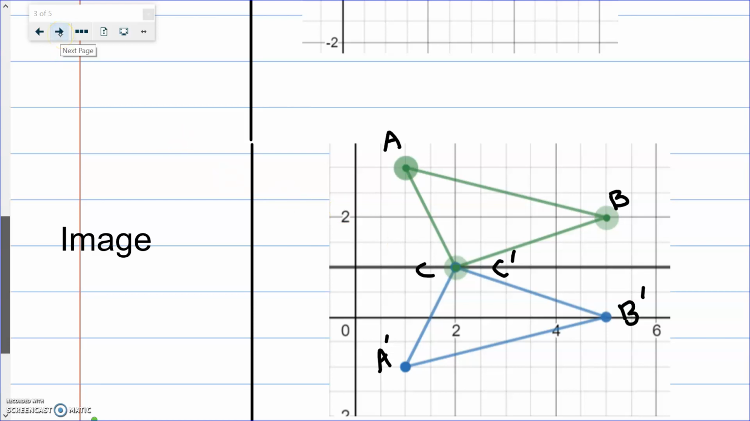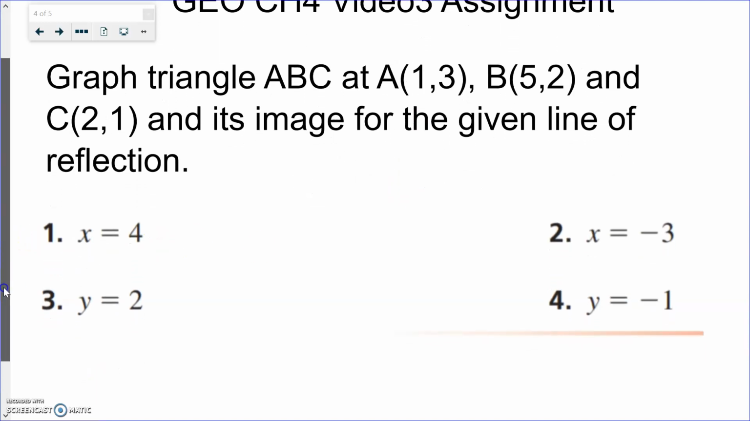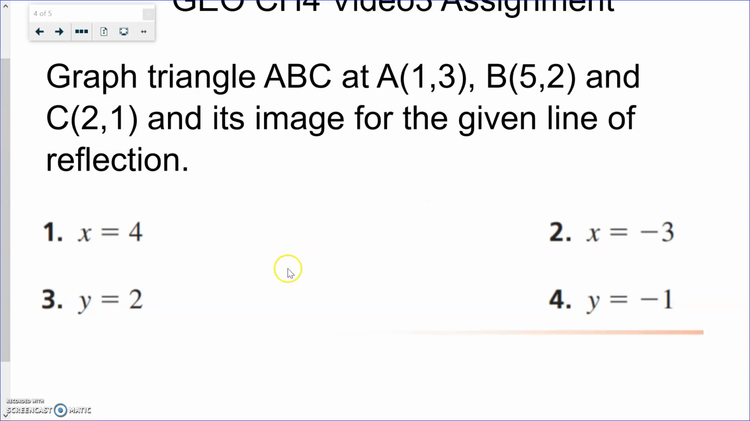So you need to come to me today and get some graph paper. For our assignment, we're going to be graphing the triangle ABC at A (1, 3), B at (5, 2), and C at (2, 1), and we want to find its image for the given line of reflection. We have 4 different lines of reflection, and we're going to be graphing the triangle across each one of these. Come see me if you need help.